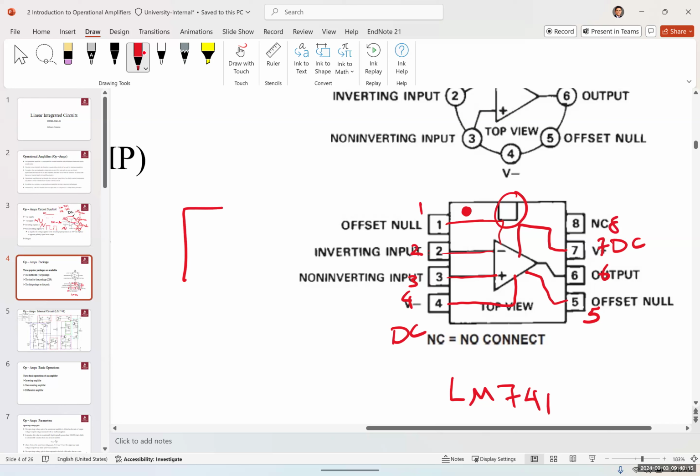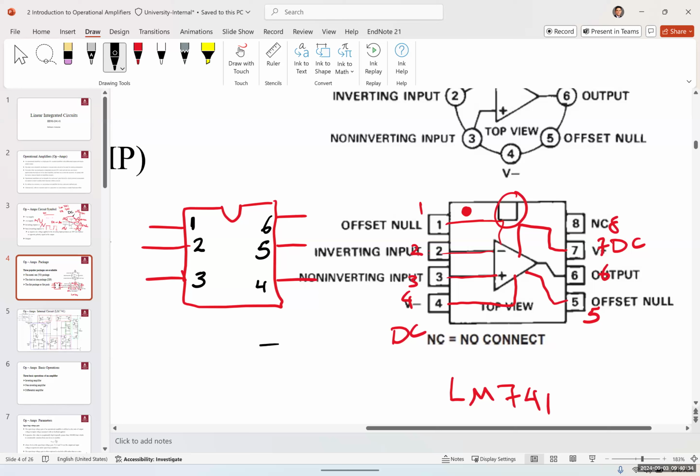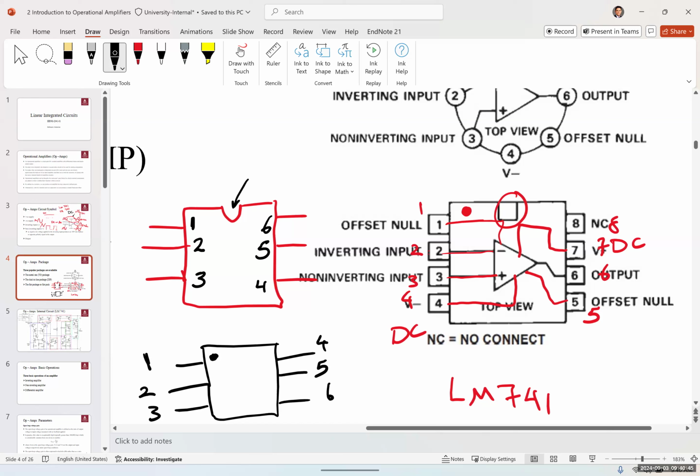So if you have an IC that looks like this, and these are the pins, for example, we don't have 6 pins, but this is just an example. Usually when you look from the top, this is going to be pin number 1, 2, 3, 4, 5, 6. Some ICs don't have this gap. They have a dot on one side, and that dot determines pin number 1. So pin number 1, 2, 3, 4, 5, 6. I'll explain more about this in the lab.